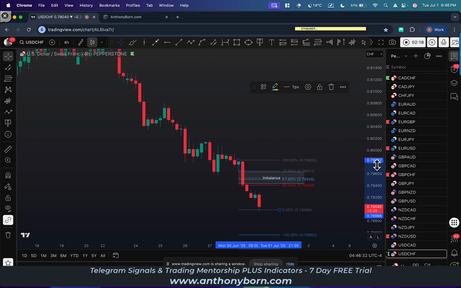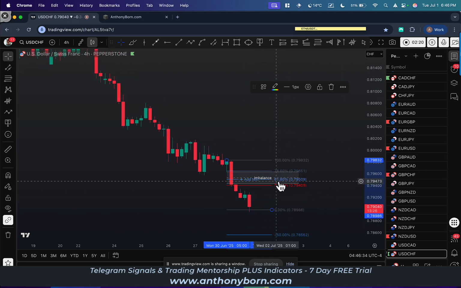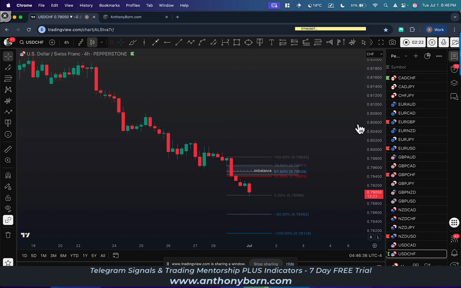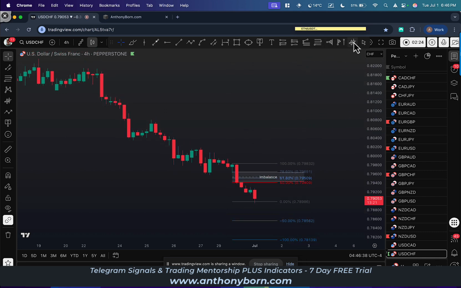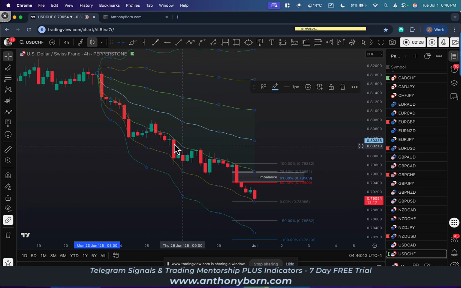All right, so it coincides with the imbalance, this 50 to 61.8, and if we pick up the anchored VWAP again from this high, see how this first deviation line is trending, crossing through the imbalance. So a pullback into here just makes a lot of sense.